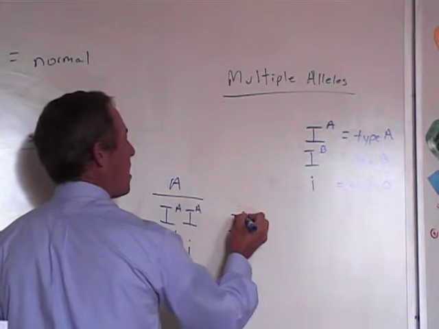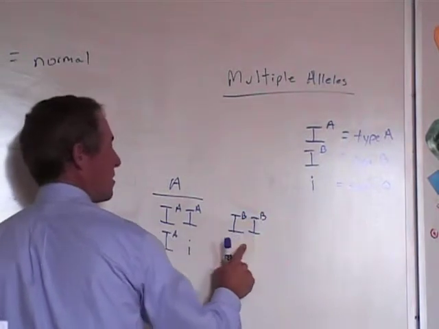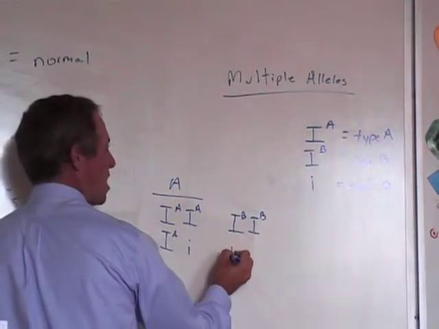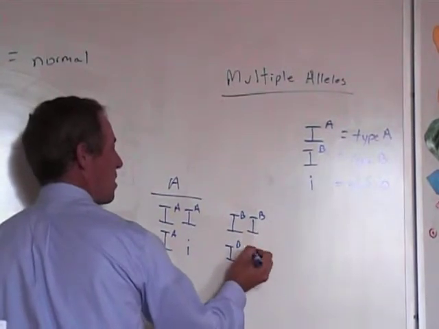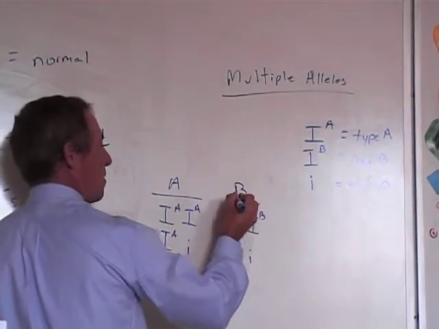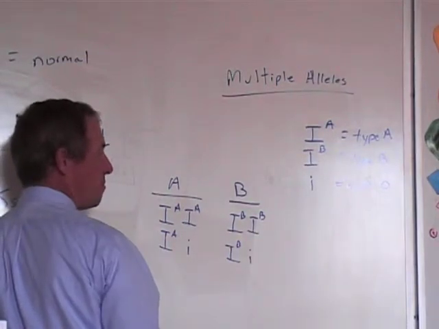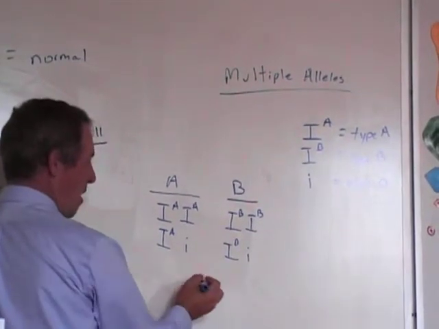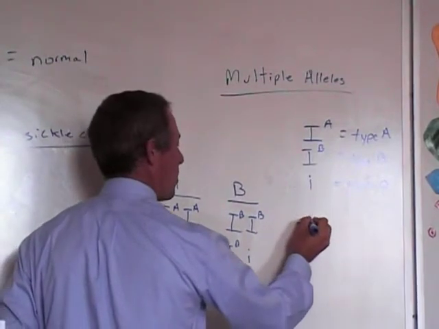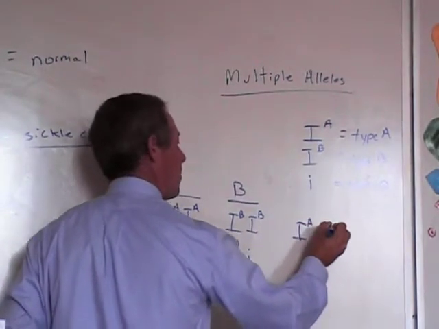Guess what if they're this? Type B. Guess what if they're this? Type B. How do you get a negative? Hold on, not done. Haven't finished. What about if you're this? Type O.